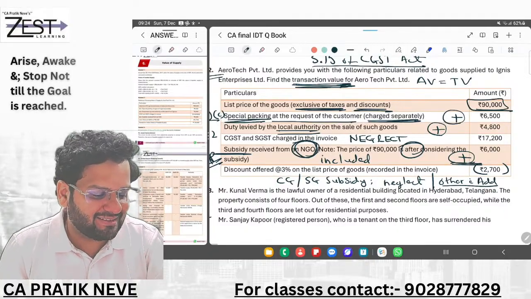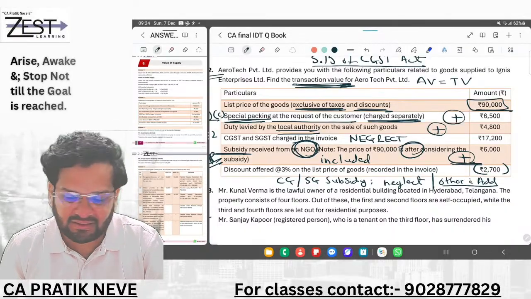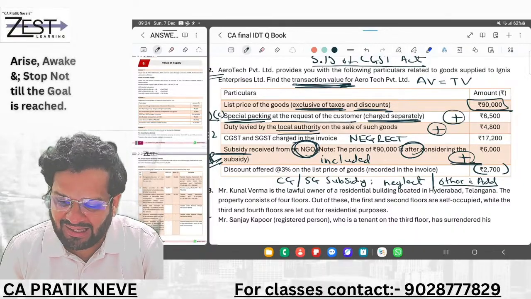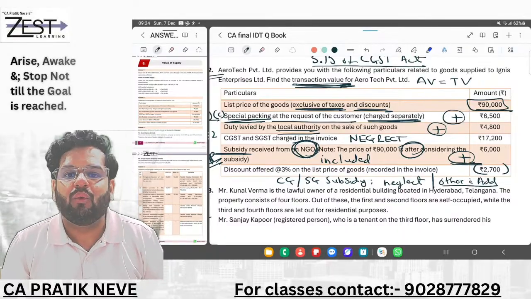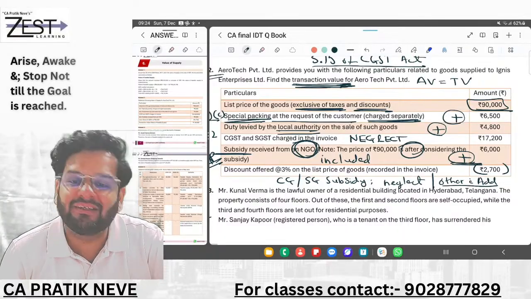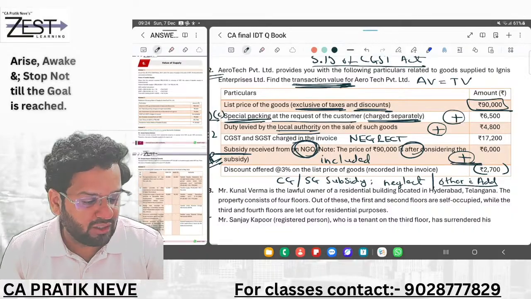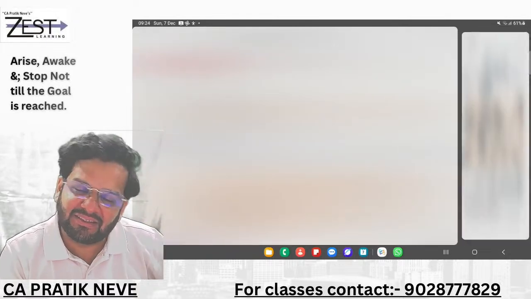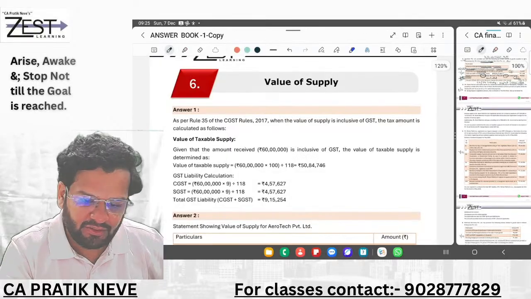So take on the calculator 90,000 plus 6,500 plus 4,800 plus 6,000. 1 lakh 7,300. From that, minus 2,700. So 1 lakh 4,600 will be your assessable value. Did you get that answer?